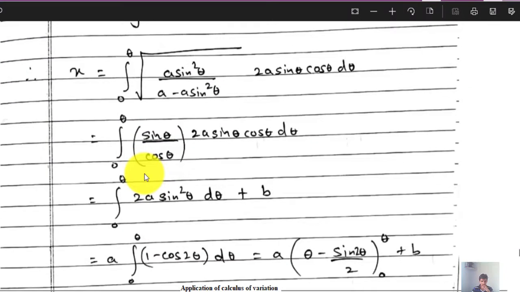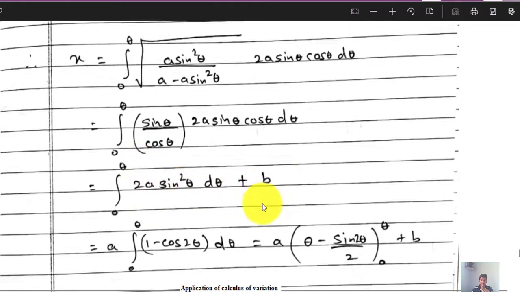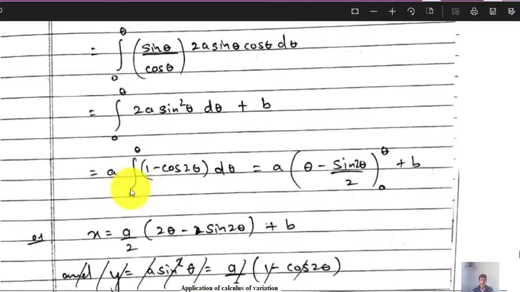So 0 to theta, 2a sine square theta d theta plus b, so therefore a in the bracket, over the limit 0 to theta. Sine square theta can be written as 2 sine square theta is 1 minus cos 2 theta, and over that limit is d theta, which is equal to a times the integration of 1, which is theta minus sine 2 theta divided by 2, that is 0 to theta, plus b.